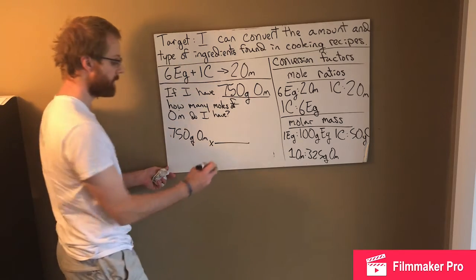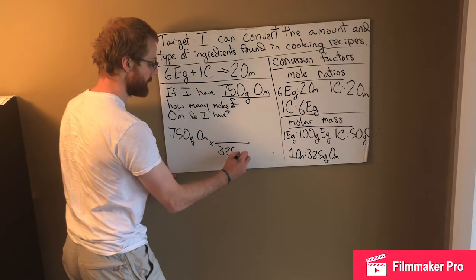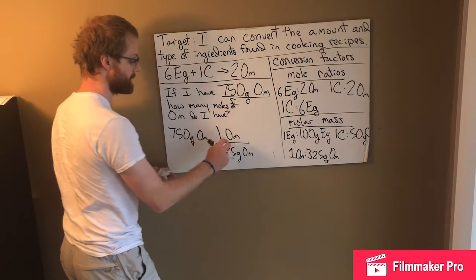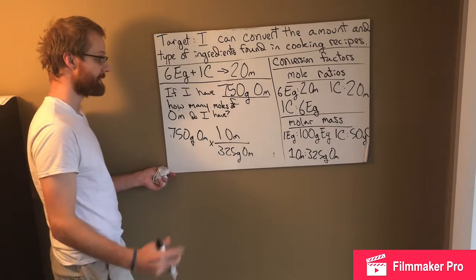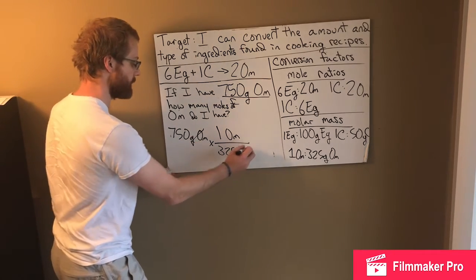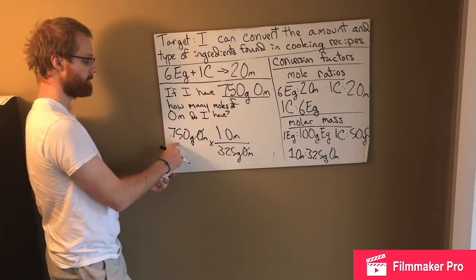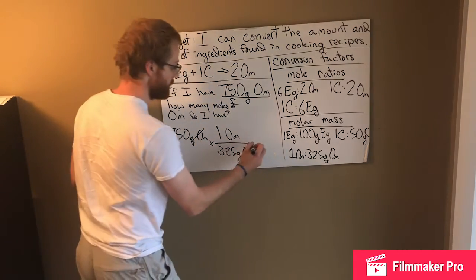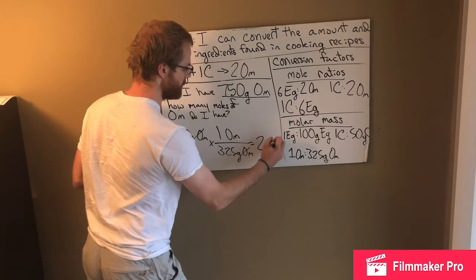At least I gotta put those grams of omelet on the bottom, right? Because they need to cancel out. And I can put 1 omelet on the top, because that's the unit that I want. How many omelets will I make? So my grams of omelets, they cancel out. 750 times 1 divided by 325. You could put that in a calculator, and you would get 2 omelets.